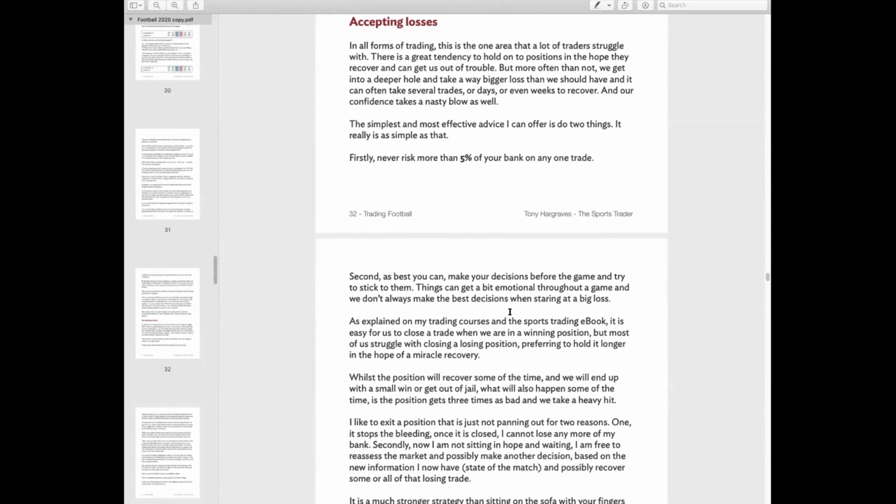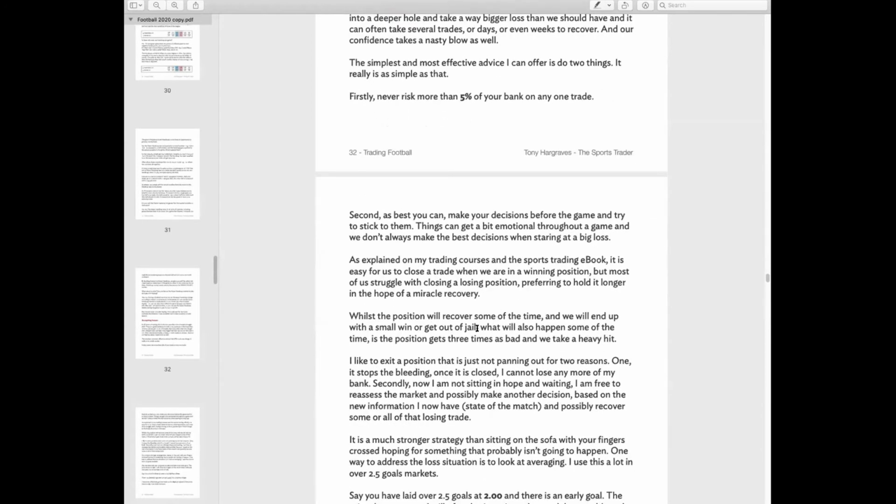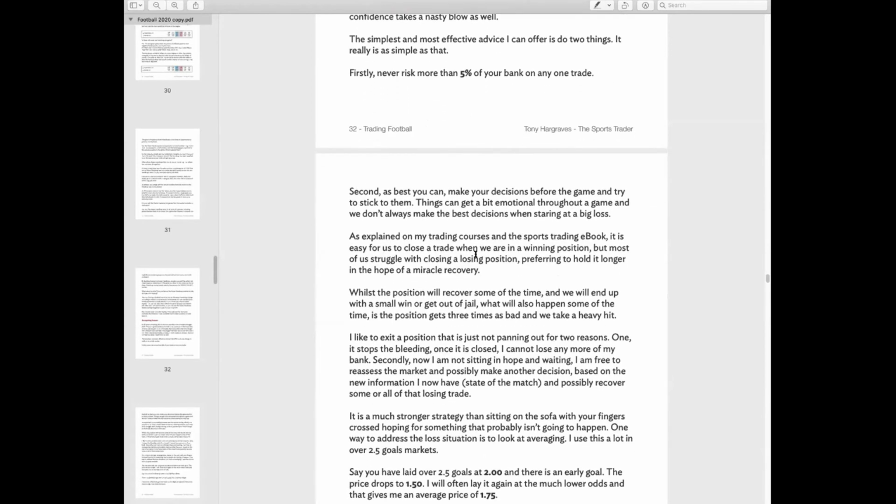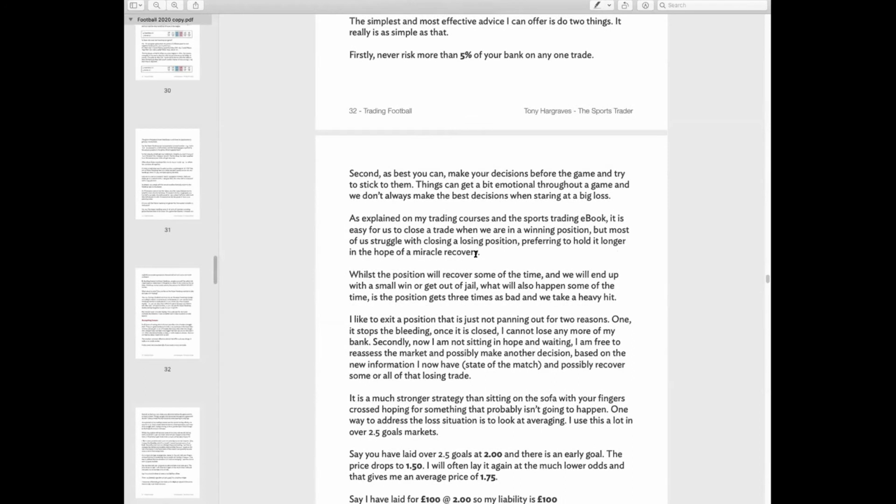So as best you can, make your decisions before the game and try and stick to them. Things can get a bit emotional during a game, and we don't always make the best decisions when staring at a big loss. A lot of people will just try and remove that loss and put more money on to try and get back to green.